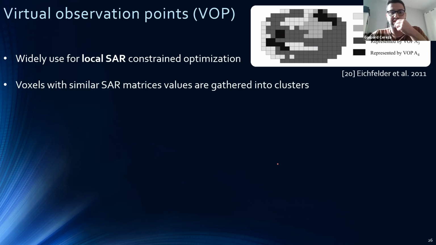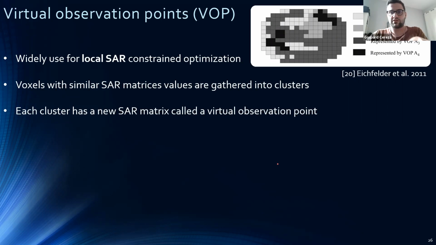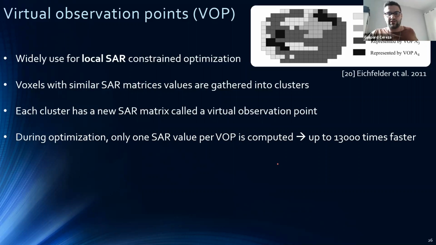So all the voxels that will have similar SAR matrices, so that will have similar sensitivities to the heating due to the electric field, will be gathered into clusters. And each cluster will have a new matrix called a virtual observation point. So this matrix will be the relation between the voxels in the patient and the heating, like the energy deposition. And so during the optimization, we'll just compute one SAR value per VOP instead of computing one SAR value for each voxel.